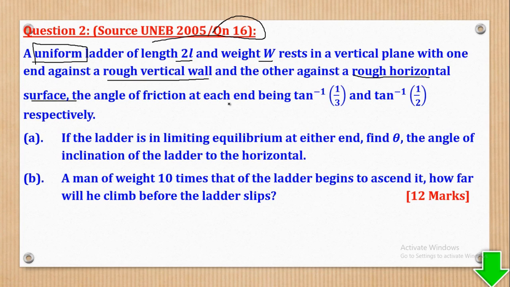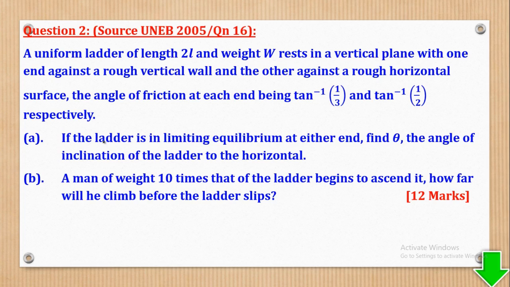The angle of friction at each being arctan a third and arctan a half. So that means the coefficient of friction, because of this word respectively, means that this one corresponds to the vertical wall and this one corresponds to the horizontal ground. What does that mean? It means that the coefficient of friction between the ladder and the vertical wall is a third, and that between the ladder and the horizontal ground is a half.